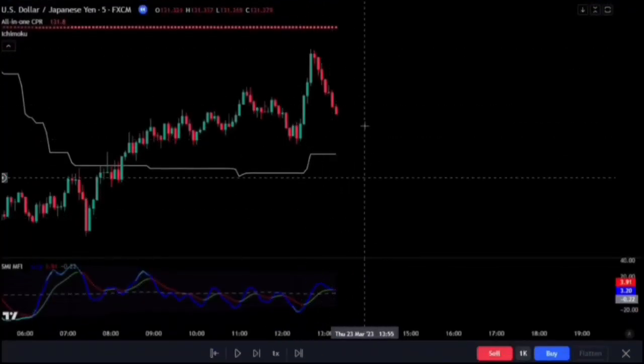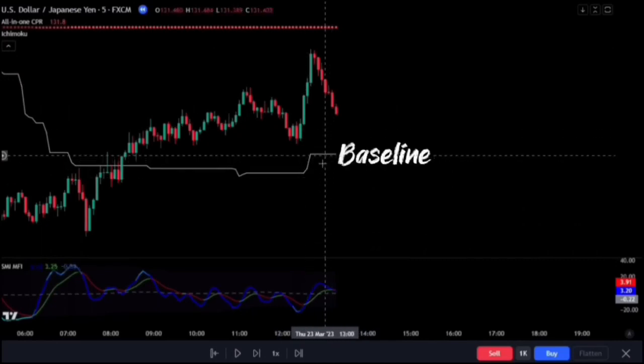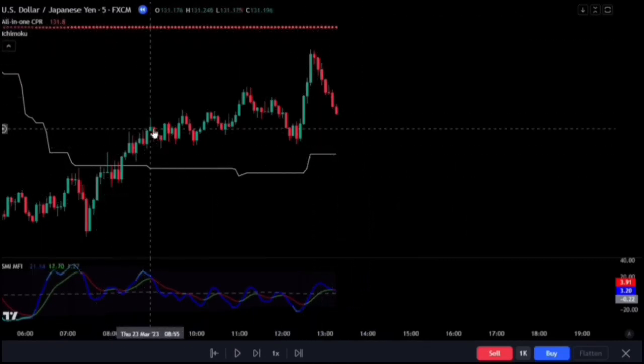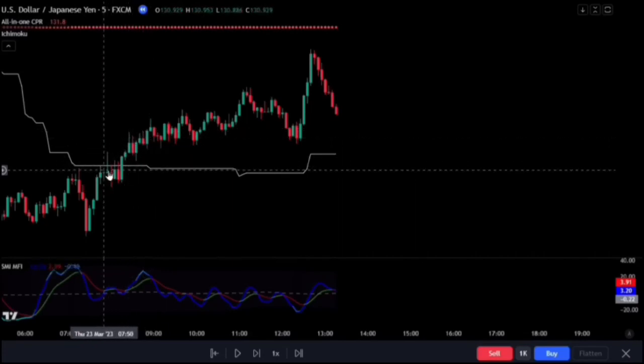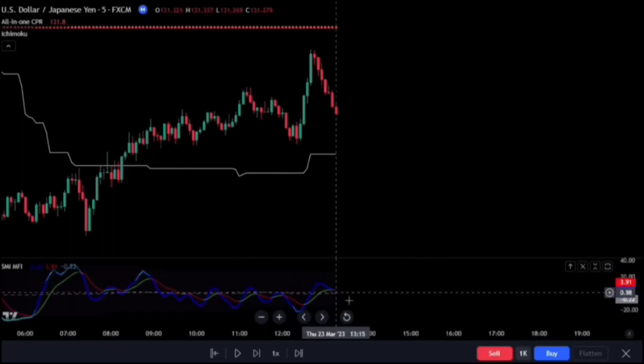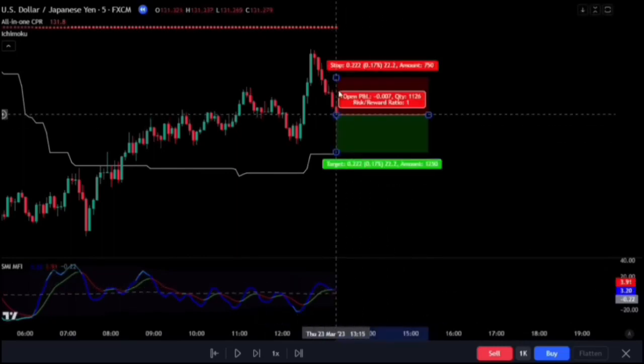Here is another entry for a sell position. We see that all our conditions have been met, as we have our baseline below the CPR pivot point. Next, we waited for the price action to close above the baseline. We can see that our SMA indicator gives a valid signal to confirm the trade setup. We then opened a sell trade at the close of the trigger candlestick.